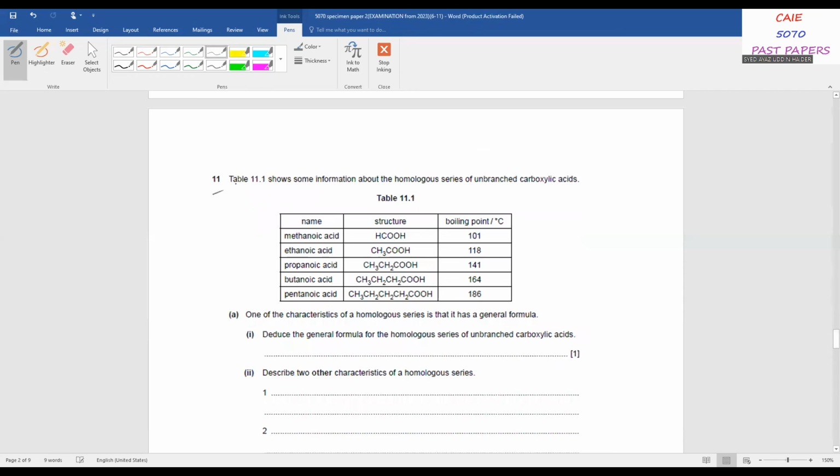Number 11. Table 11.1 shows some information about the homologous series of unbranched carboxylic acids. One of the characteristics of a homologous series is that it has a general formula.